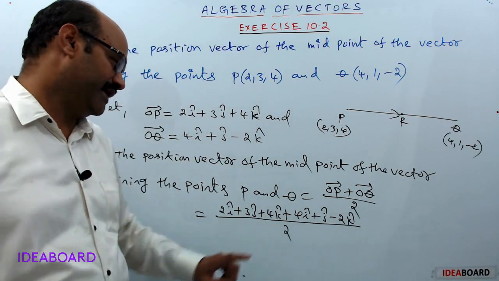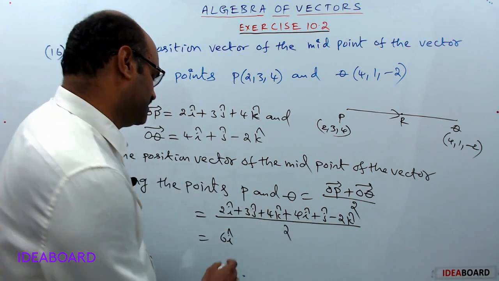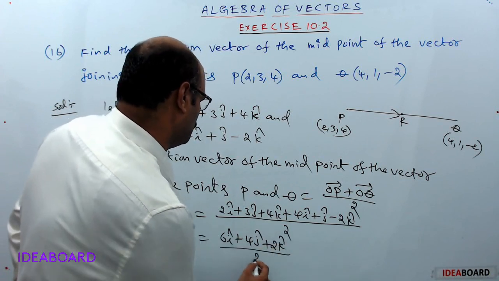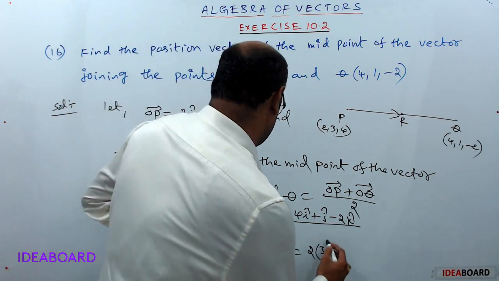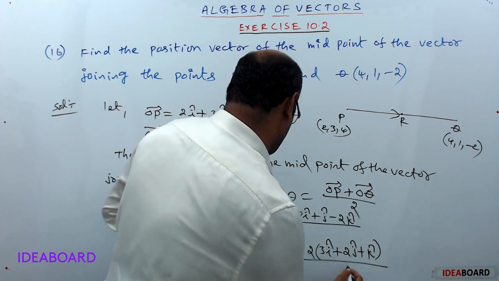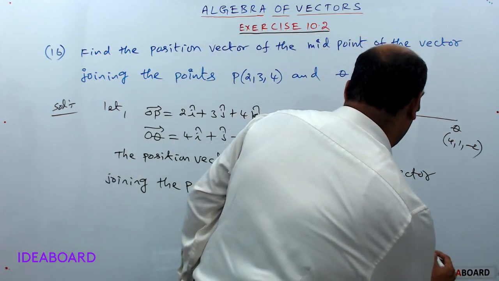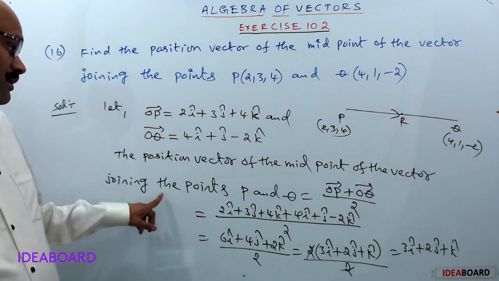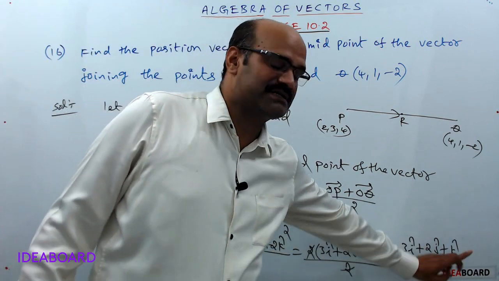Now 2i cap plus 4i cap equals 6i cap, plus 4j cap plus 2k cap, upon 2. Take 2 common: (3i cap plus 2j cap plus k cap) upon 2, so equal to 3i cap plus 2j cap plus k cap. Therefore, the required vector equals 3i cap plus 2j cap plus k cap.